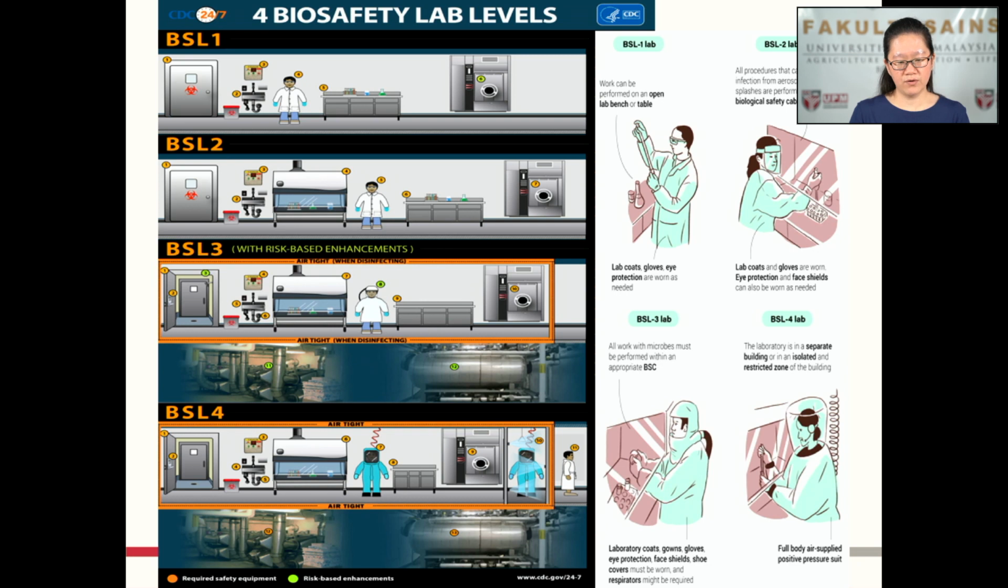So in this picture here, it shows an overall facilities and also the equipment that are required in a biosafety lab. The ones that are numbered in orange color are those that are required in the lab, and the ones that are numbered in green color are the ones that are optional for the lab according to the needs. Different facilities are required in different labs depending on the risk of the biohazards.